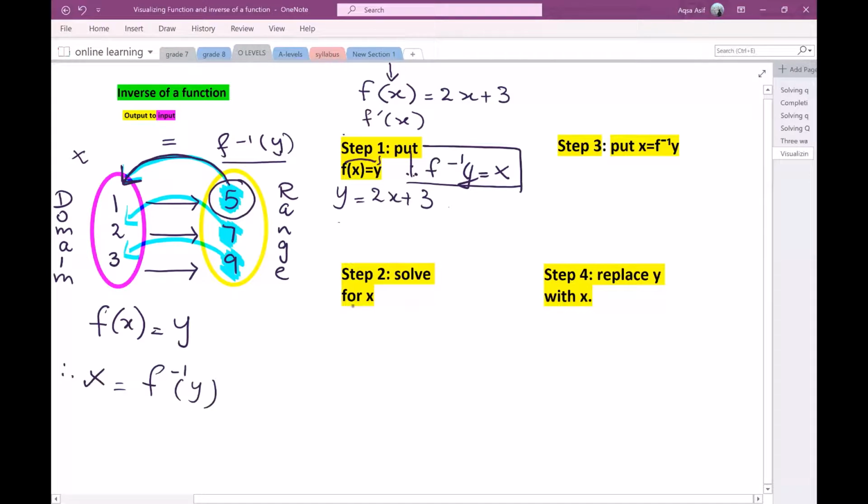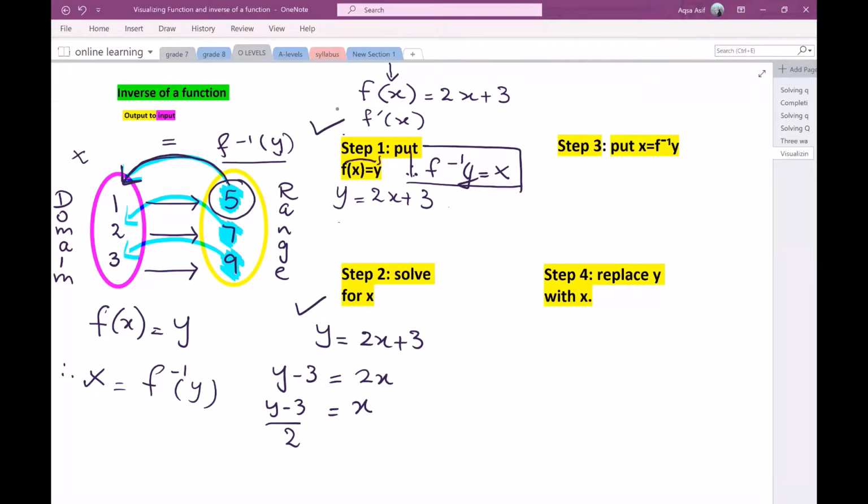Now step 2 is solve for x. Solve for x means put x on one side and put the rest of the values to the other side. Make x the subject. So what I'll do, I'll start shifting the elements to the other side, and I'm left with y minus 3 over 2. Step 2 is done. Step 2 was solve for x. Okay, we are done with step 1 and step 2. Now step 3, and remember we are finding the inverse of a function. First 2 steps are done.